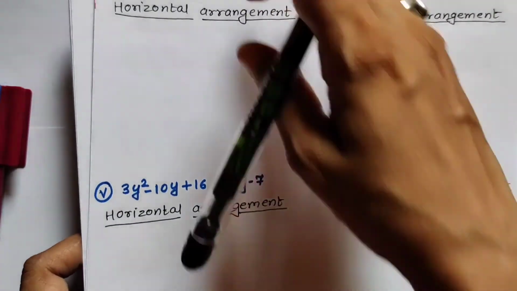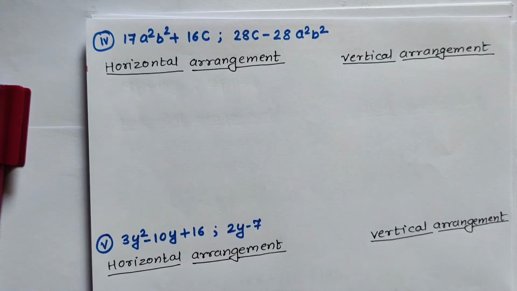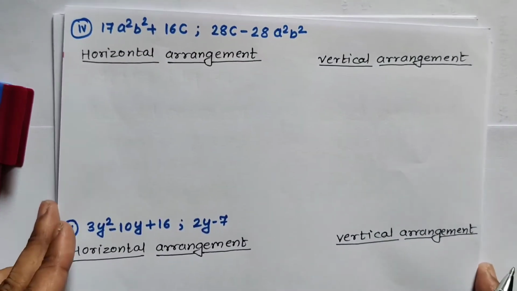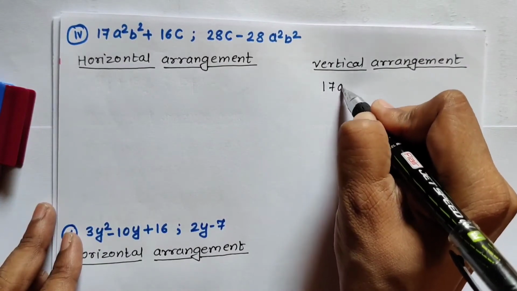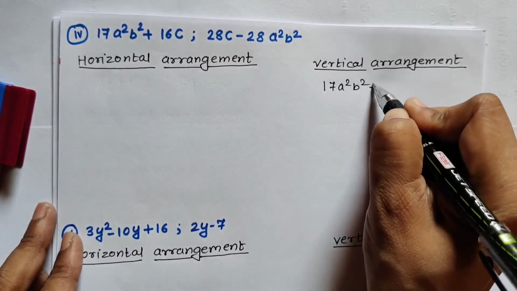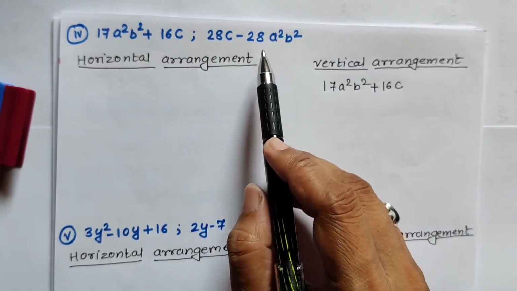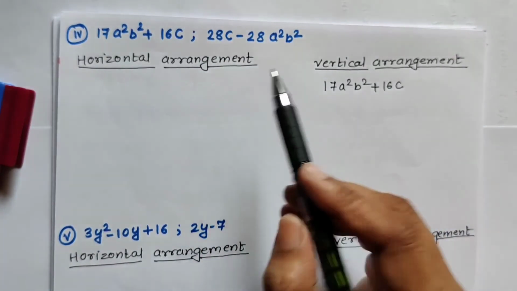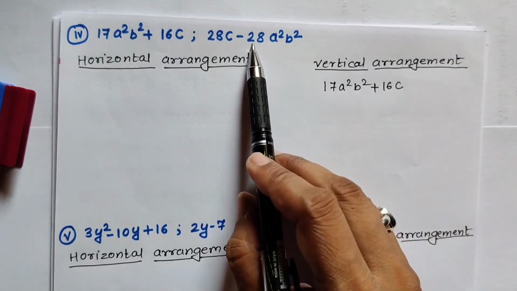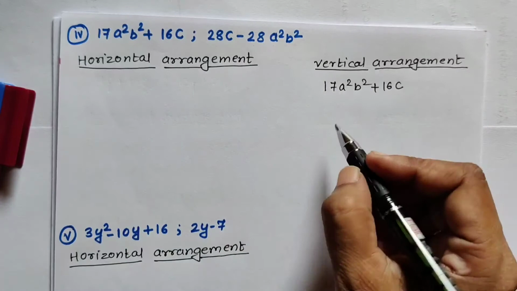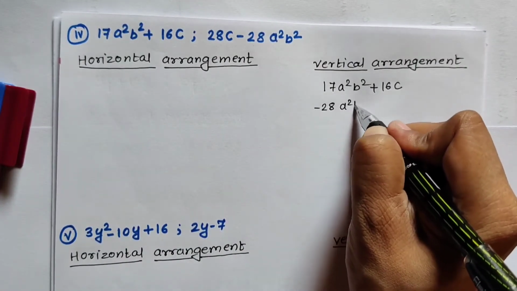Next sum is fourth sum, 17a square b plus 16c. So let us write the first binomial here in the vertical arrangement, 17a square b plus 16c. Now while writing the second binomial, be careful. First we have to write a square b square term. So here it is minus 28a square b square. So I am going to write it here minus 28a square b square.